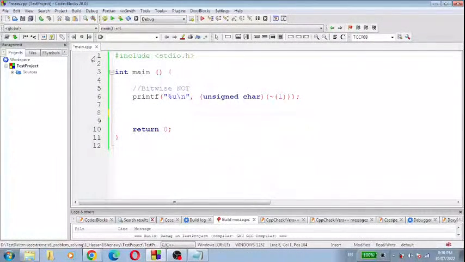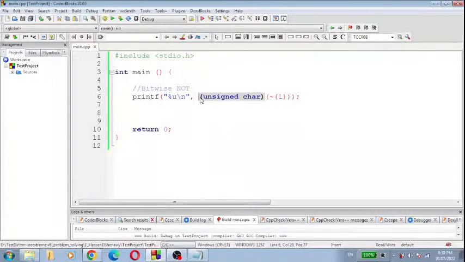Okay, let's start with the bitwise not. Here I'm going to make some operation on this number, which is 1 actually. I have 1 here, and I'm going to get its bitwise not. Before I proceed, someone could ask me what this is.